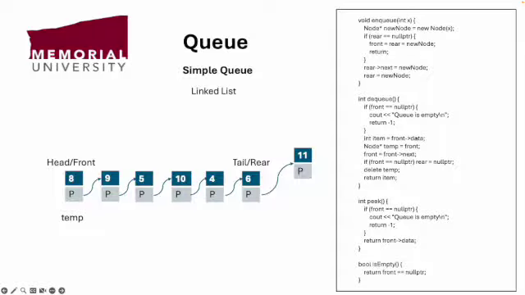So we need to set a variable to keep the data value on the front, and then we have a temporary pointer point to the front. Okay, and then the front will be moved to this one because we're going to remove here, right? Remove this node, so it's moved to here, right?